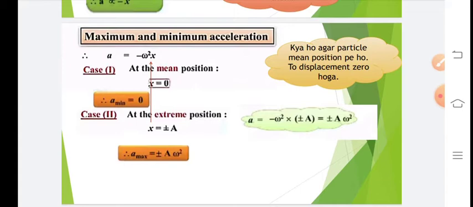At the mean position, a minimum is 0. But at the extreme position, suppose x is equal to plus or minus A, then a max is equal to minus omega square into plus or minus A, that is plus or minus A omega square.